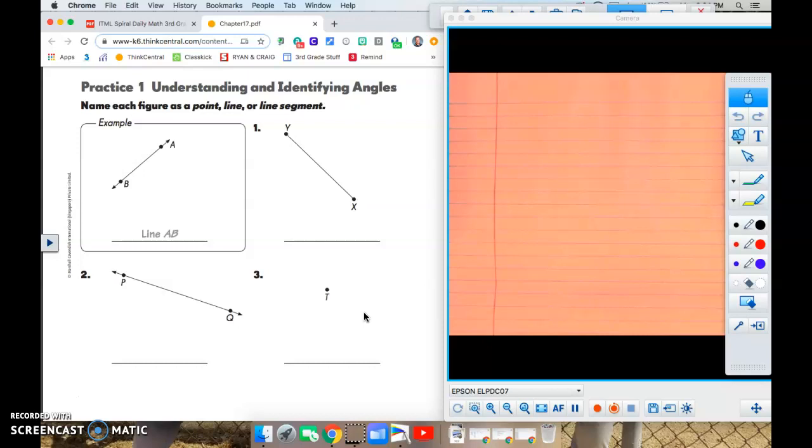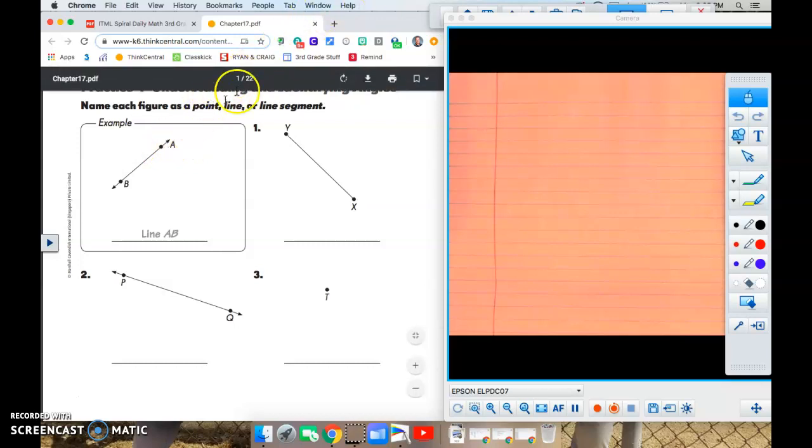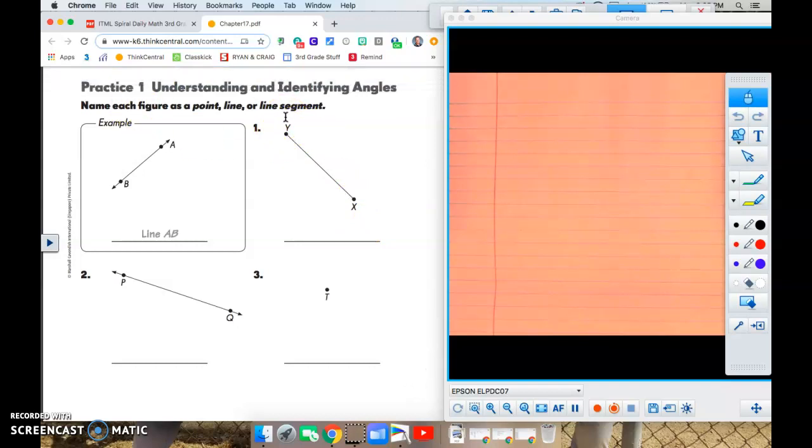All right. So number 1, well, first let's look at the example. I see 2 arrows on each end of AB or BA, and this says line AB. A line means there's 2 arrows, one on each end, and if you can imagine it going on forever, all the way up past this screen, or all the way down, it just goes off your screen, goes on forever. Okay, that is a line. A line segment stops right here. So for number 1, YX or XY, that is going to be a line segment. And you can say either line segment YX or line segment XY.